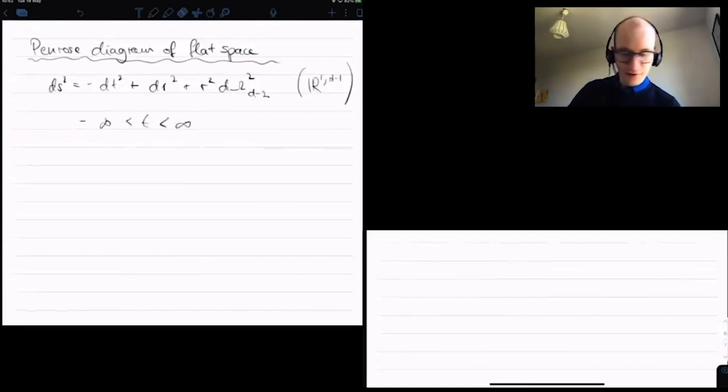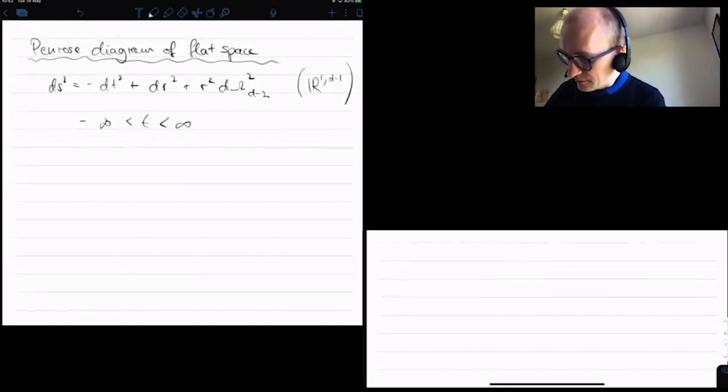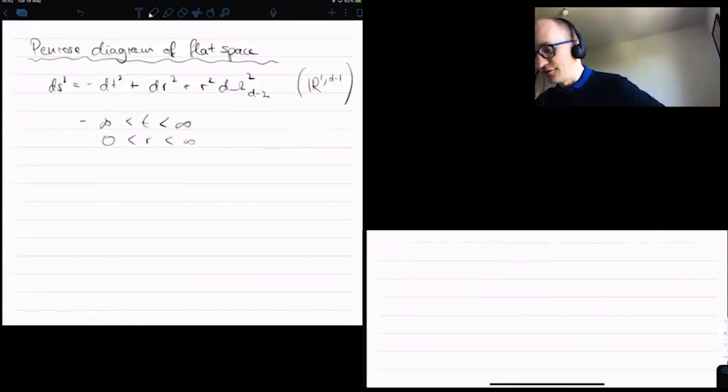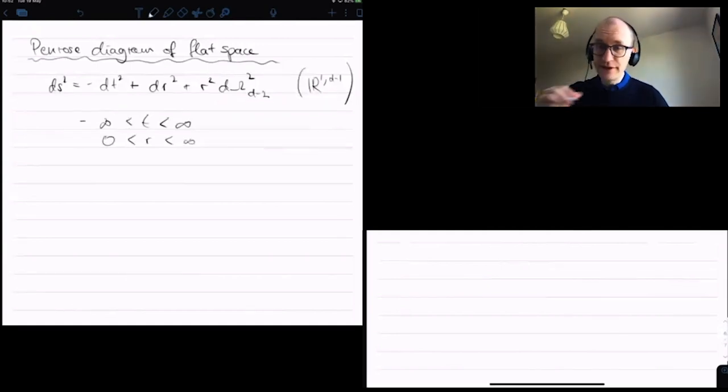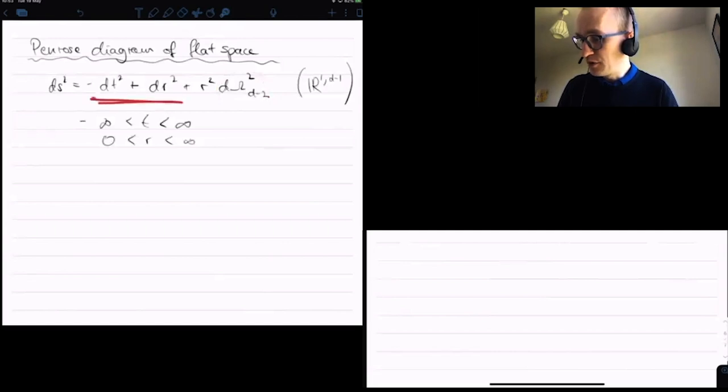Okay, and we have the radial direction. I've written it in a way that I have a radial direction which itself is positive, 0 less than r less than infinity. And then of course we have our angles on this D minus 2 sphere. However, the D minus 2 sphere will not play a role. In some sense, we do a symmetry reduction. So we're really going to focus our attention on what happens in the t-r plane, where every point on top of this t-r plane will be a D minus 2 sphere. But that will become clear anyway.